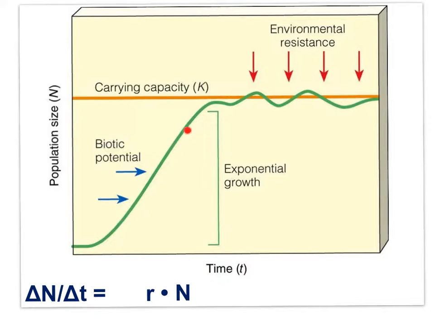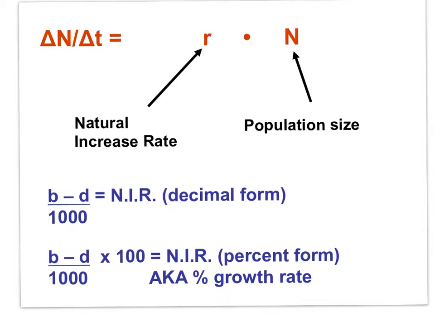As the population increases in size, density-dependent limiting factors begin to resist continued growth of the population, and the population growth rate approaches zero. Remember that natural increase rate is calculated using crude birth rates and death rates. Immigration and emigration could be used if the data is available. Remember that there is a decimal form of natural increase rate, and there is the percent form of the natural increase rate. You need to be comfortable with both.